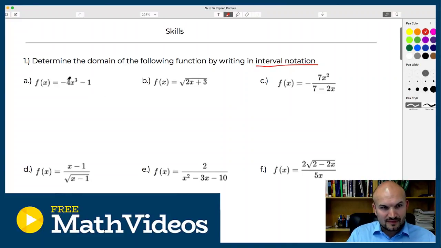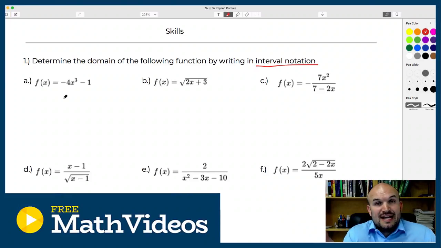All right, let's get started with example number 1, determining the domain of the function f of x equals negative 4x cubed minus 1. In this case, we're not going to be looking at the graph at all. But remember, the domain is the set of all x values that are defined for the function. When you look at a graph, you can see how far left or how far right the graph goes, not including any discontinuities, any holes or any asymptotes.